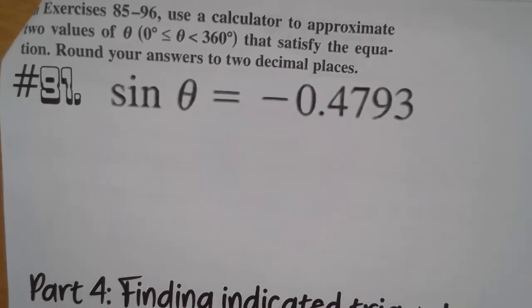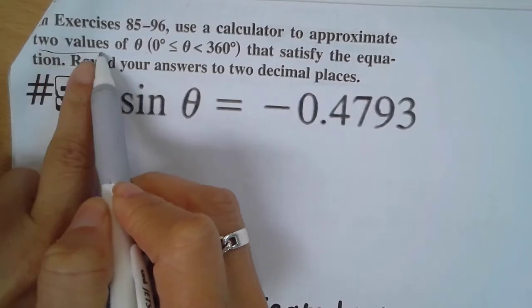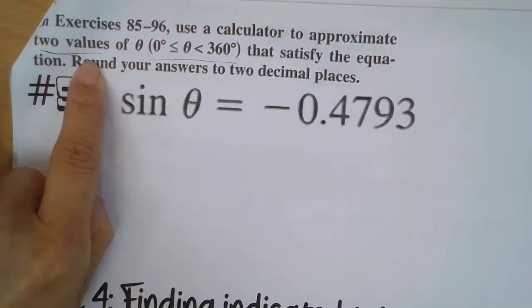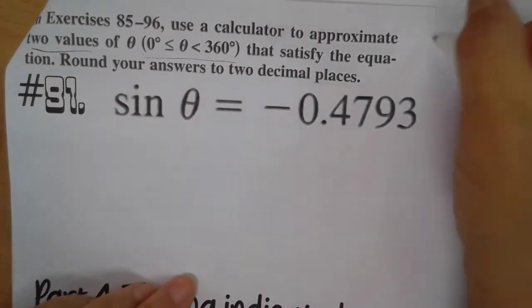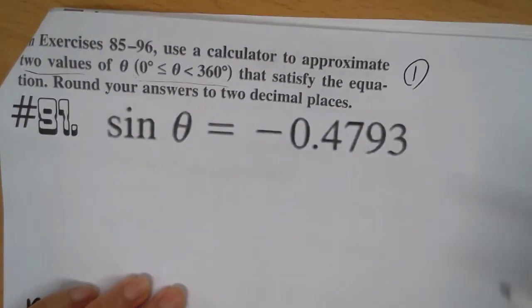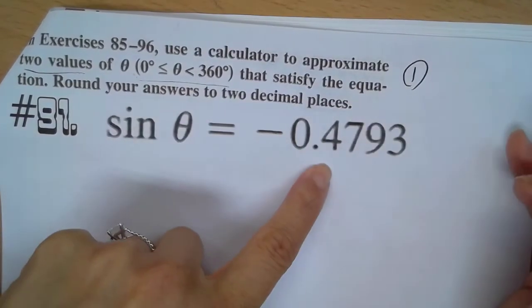All right, let's try another one, okay? Same instructions, and you're looking for two approximate angles between 0 and 360 degrees, all right? So I know. What do you do first? You got it. Quadrant, baby. Quadrant. What quadrant is sine negative?